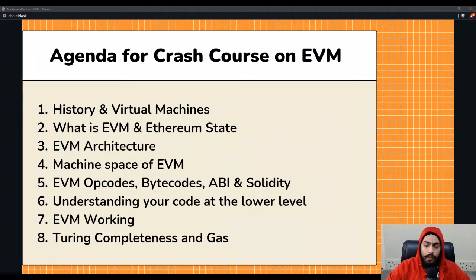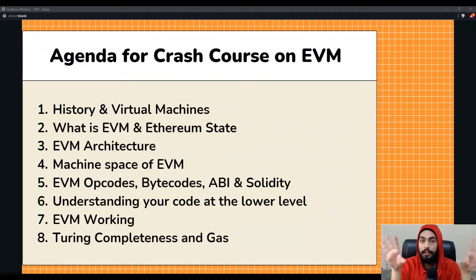And then we will be talking about the machine spaces of EVM. This is a new topic. The EVM can access and store information in multiple places, around 5 to 6 places, so we are going to discuss that as well. And then we will also discuss EVM opcodes: what are operation codes, what is bytecode, ABI and Solidity. I'm not going to go deep inside each and every topic, but if we are learning about EVM, it's very important to learn how opcode works, how bytecode works, what is ABI and what is Solidity. Just an overview is very important.